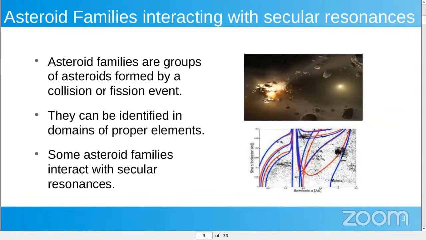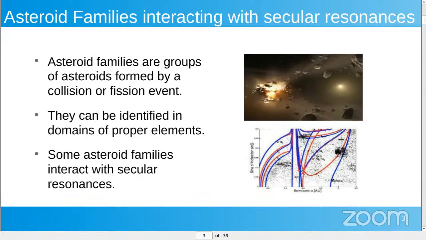Mean motion resonance occurs when there is a commensurability between the period of an asteroid and the period of a planet. They are very easy to identify in this kind of plot because they are essentially vertical lines, with V-shaped forms in these domains. Near the Vesta family, you have the 3-to-1 mean motion resonance with Jupiter, and then other resonances like the 5-to-2, the 2-to-1, and so on.